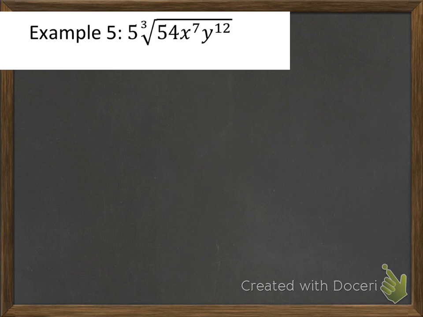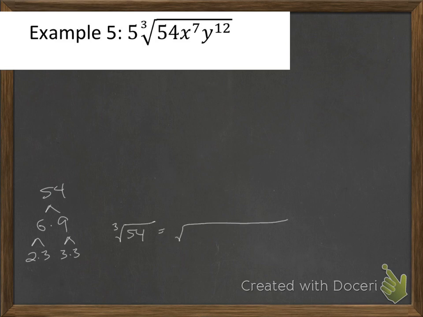All right, example 5. So we have 5 times the cubed root of 54, x to the 7th, y to the 12th. So again, I'm going to start by doing a prime factorization of 54. Oops, sorry. 2 times 3, 3 times 3. So the cubed root of 54 is the cubed root of 2 times 3 times 3 times 3. I have one set of 3s, so the 3 comes out, so I have 3 times the cubed root of 2.